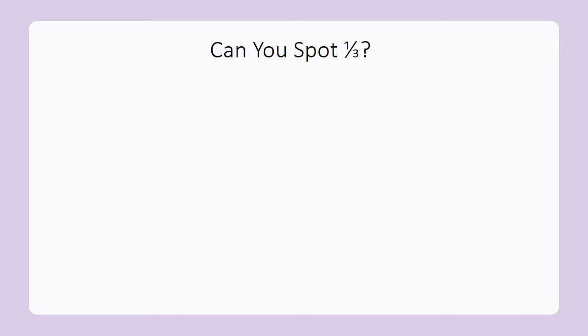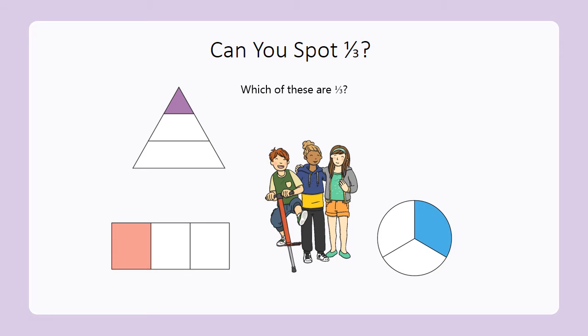Have a look at the pictures below. Which of these are 1/3? As you can see, the picture of the triangle does not show a third because it has not been split into 3 equal parts. The rectangle, however, has been split into 3 equal parts. And one of those parts is shaded, so it's showing 1/3.